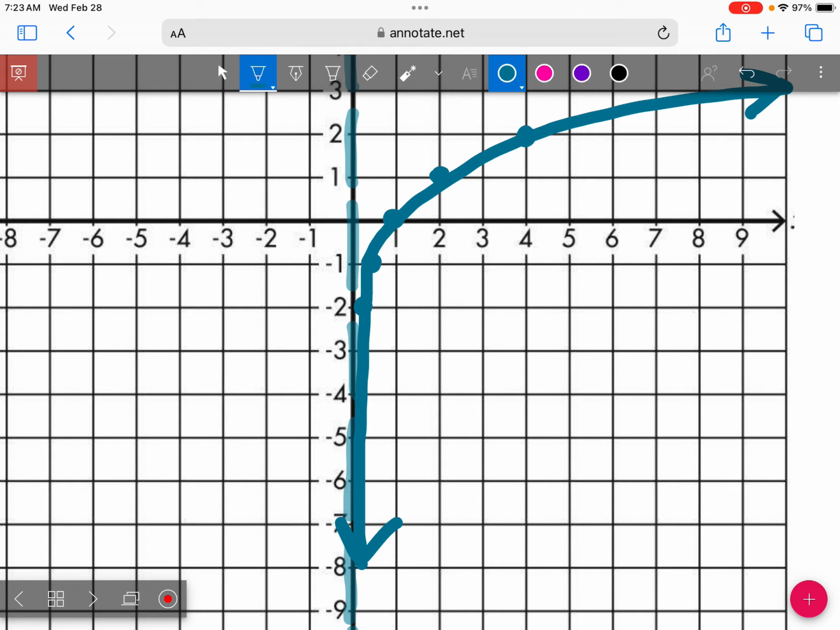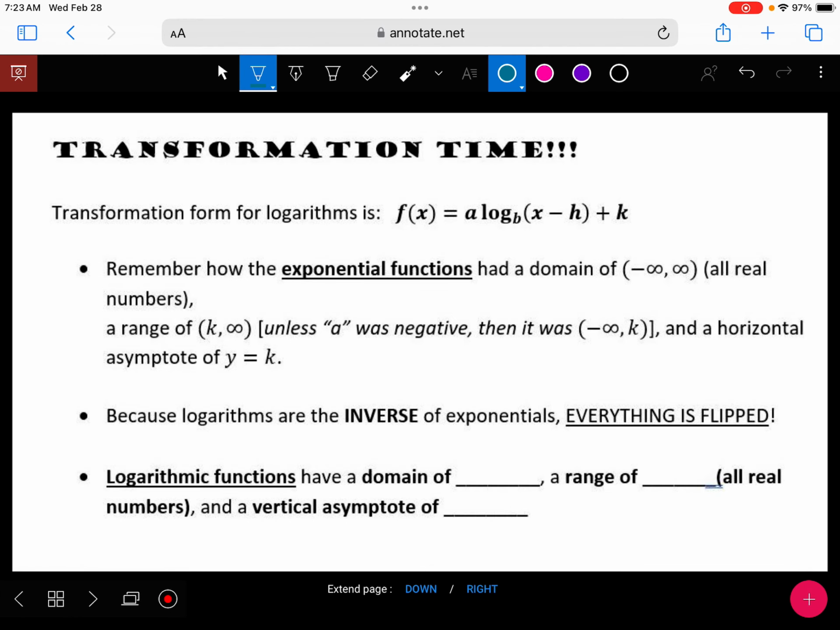Okay, so that's where we stop on this. Today we're going to start working in our transformations, which are going to be the same way we did transformations for kind of everything else we've done for forever, with A, H, and K. So I put this page up here at the end of yesterday so we could write stuff down. I'm going to talk us through some things on here. Looking at transformations for logs.